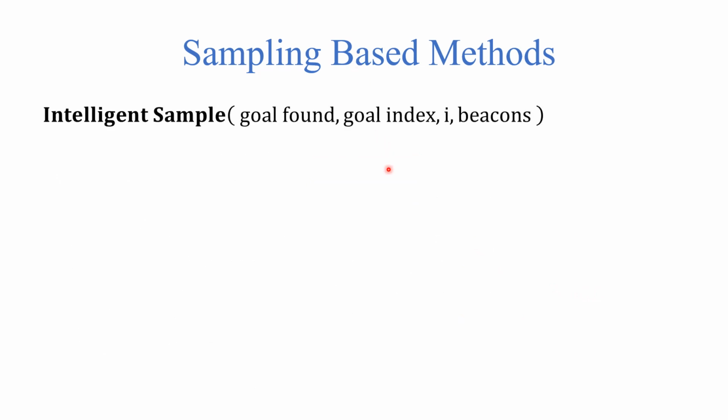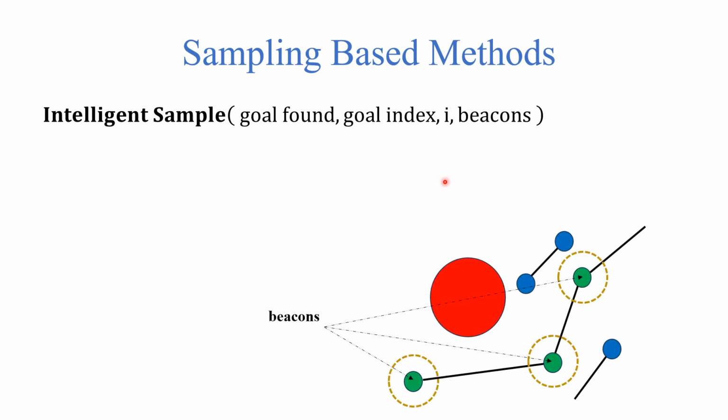So now we're going to discuss the intelligent sampling, which takes a Boolean goal found, the goal index, i, the index of the iteration, and beacons, a set of nodes on which we are going to base our sampling. The figure here will help us understand how the intelligent sampling works and what its purpose is.